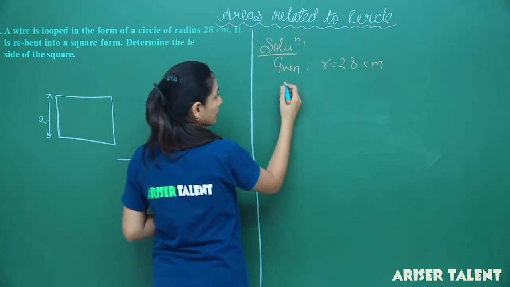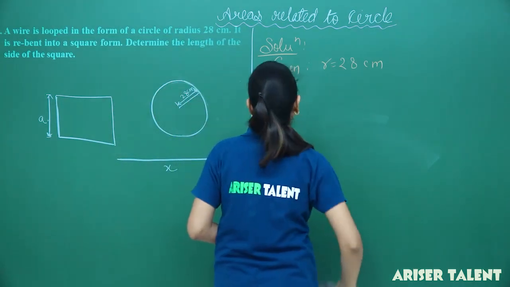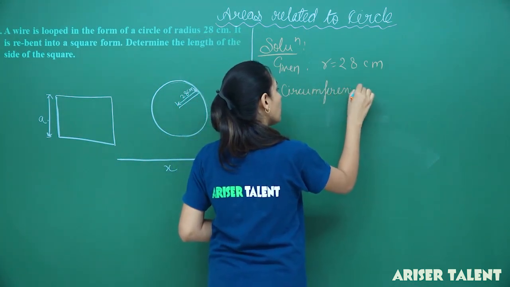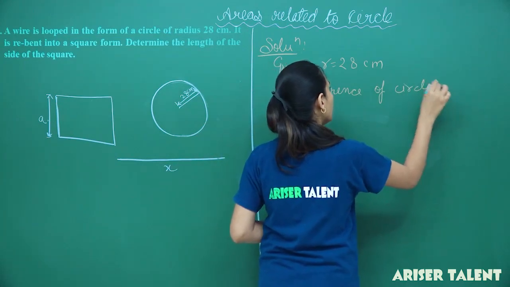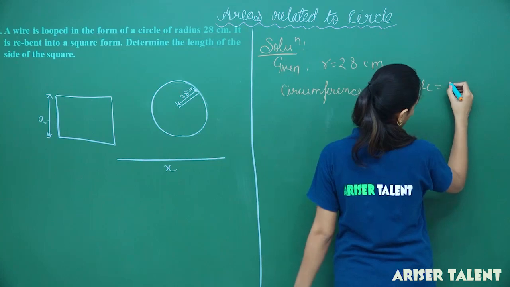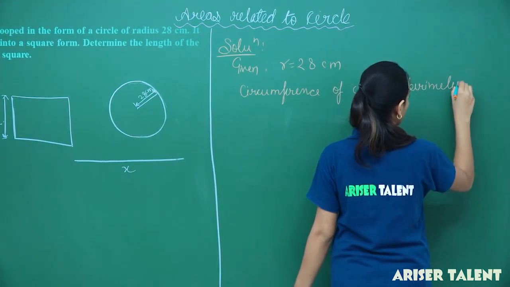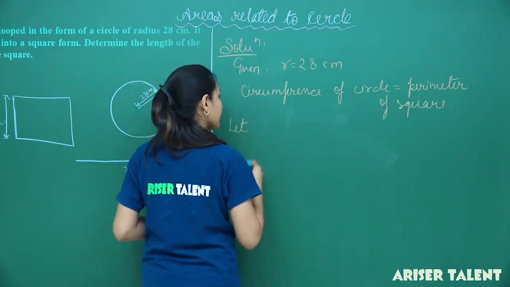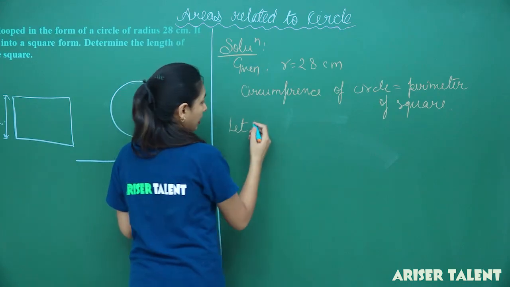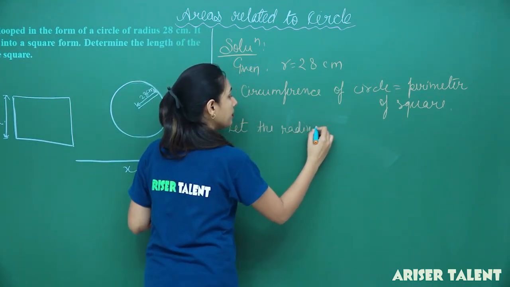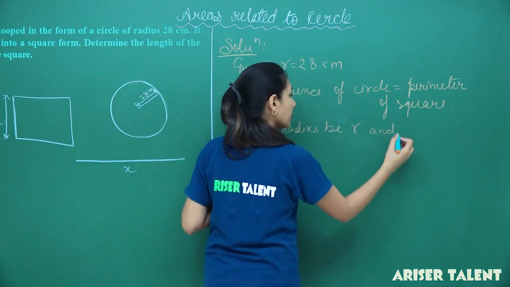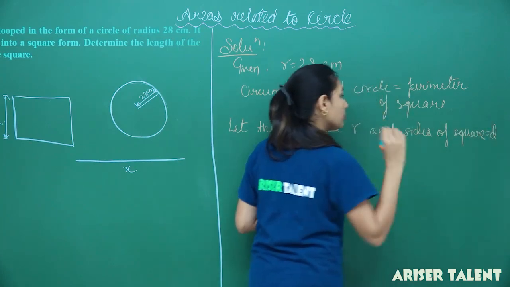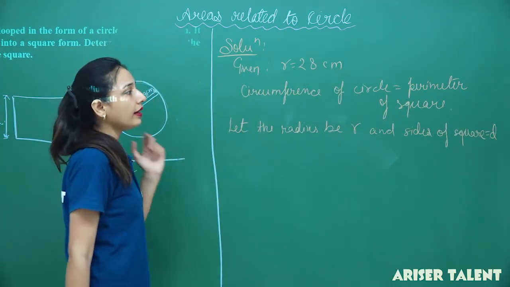Now, the perimeter or circumference of the circle will be equal to the perimeter of the square. Let the radius be R and the side of the square equal to what? Let's suppose it equals D. Okay, students. So the radius is R and the side of the square is D.